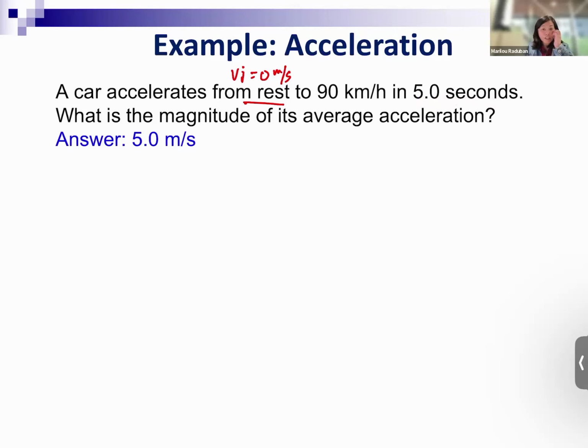What is the magnitude of its average acceleration? Magnitude means what's the size, meaning we're just asking you about the number and you don't really need to give the direction. When we say magnitude, we're just concerned about the number. Of course, we know acceleration is a vector quantity. It should have a direction, but we're just after the magnitude or the size of the average acceleration.